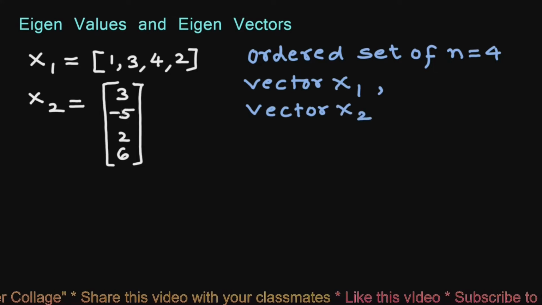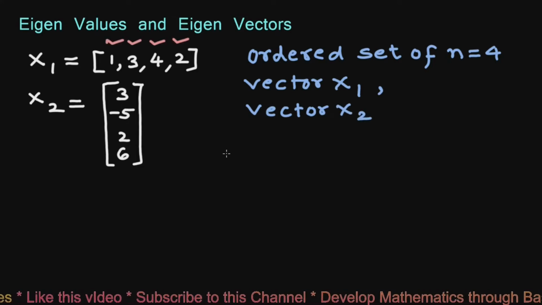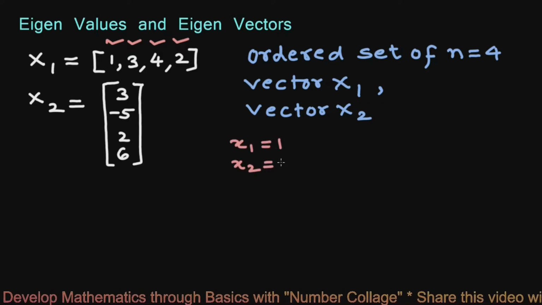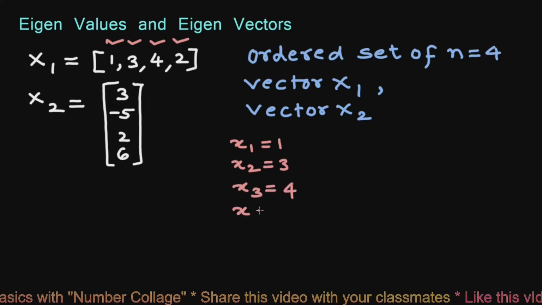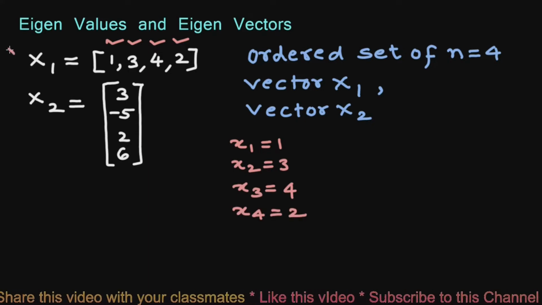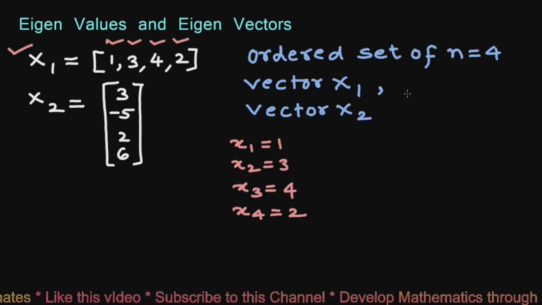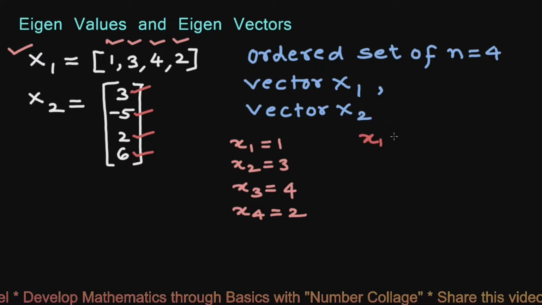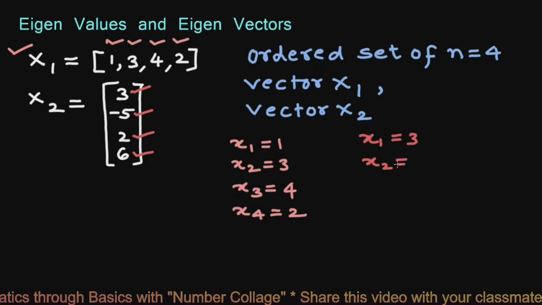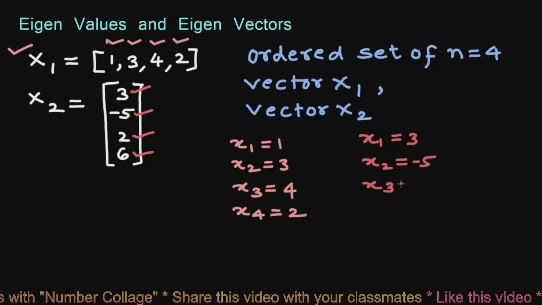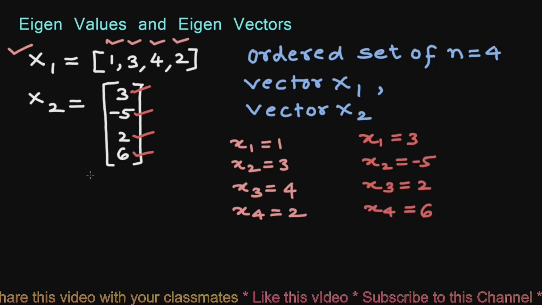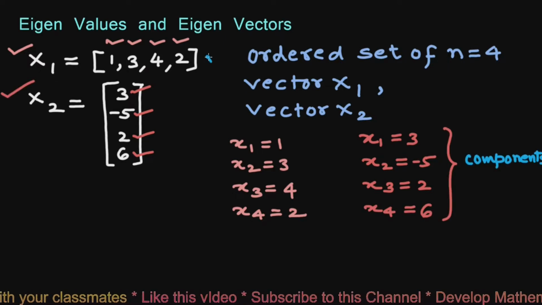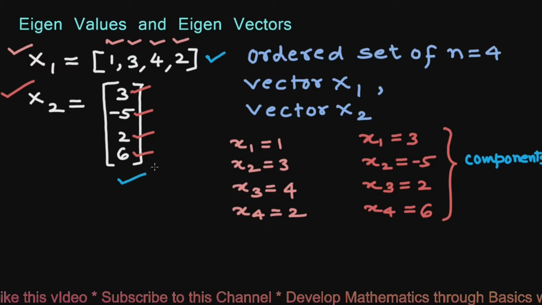The numbers 1, 3, 4, 2, which we may denote by x1 equals 1, x2 equals 3, x3 equals 4, x4 equals 2, in case of vector x1, and the numbers 3, minus 5, 2, 6, which we denote by x1 equals 3, x2 equals minus 5, x3 equals 2, x4 equals 6, in case of vector x2, are called components of this row vector and column vector respectively.